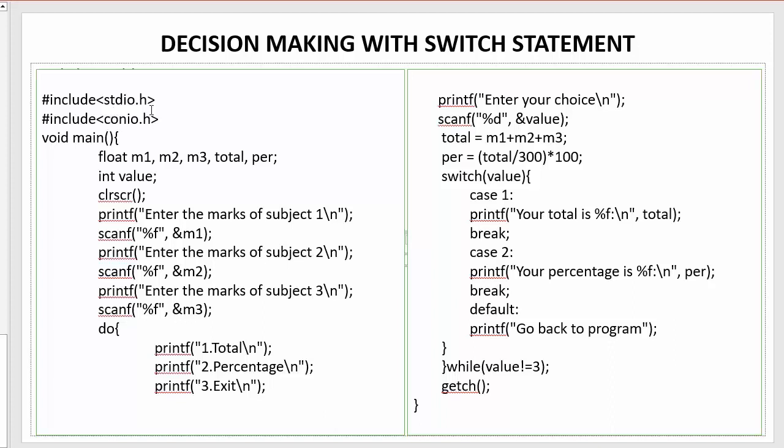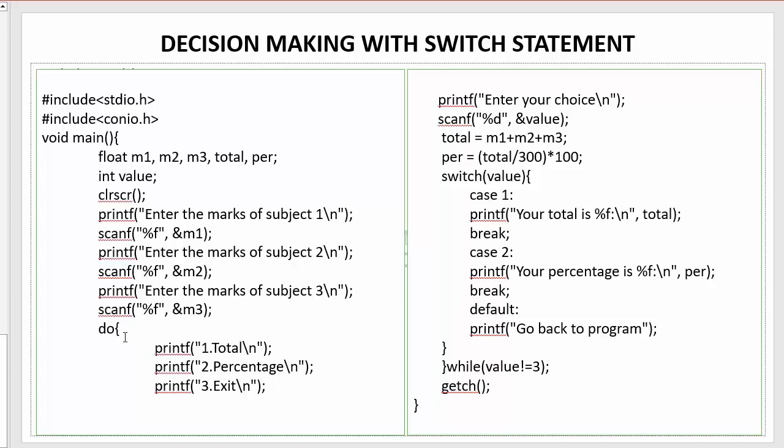Okay, now let us discuss. Here I have included the header file, then inside the void main function I have declared a few variables: m1, m2, m3, total and percentage, each of type float, and then another variable, value, of type integer. Next I am displaying a message to the user to accept the marks of the first subject. Then I am again asking the user with another message to accept the marks of the second subject and then the third subject. Like this, the marks of 3 subjects get stored inside the m1, m2, m3 variables using scanf. Next I am using a do while statement.